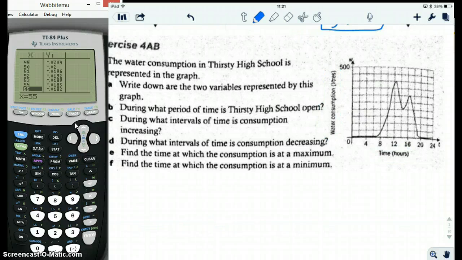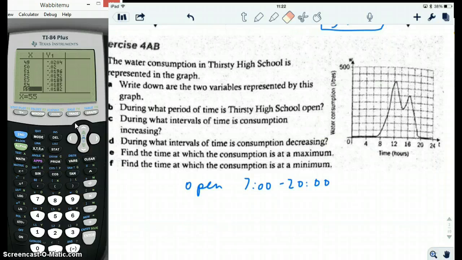Okay. During what period of time is Thirsty High School open? Well, if this is water consumption, they don't actually tell you when the school is open, but you can kind of see that when the school is closed, probably there's no water consumption. So maybe starting here to about 20. So I would say from about, let's see, the middle, each one of these horizontal blocks is worth 2. So I would say it's like 5, 6. I would say it's 7. It opens at 7 o'clock, and it goes until 8 o'clock at night. Okay, so I would say that they're open from 7 a.m. to 8 o'clock. Okay, just based on the graph here.